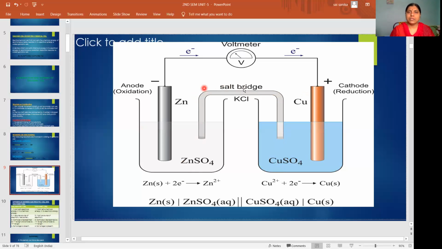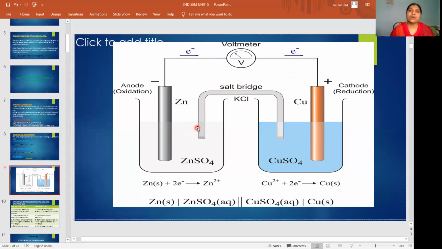Why are we using this salt bridge? What is the function of this salt bridge? The salt bridge prevents the mixing of these two solutions, and it also prevents the accumulation of charges near the electrodes, and it makes the electrical contact between these two half cells. Okay, this is about the construction or structure of the galvanic cell. If you remove this salt bridge and if you remove this voltmeter, the cell will not function.